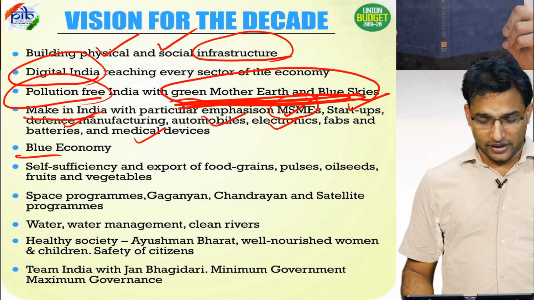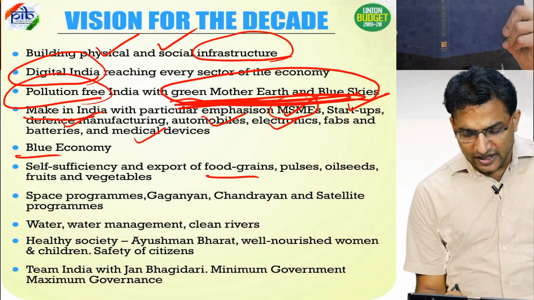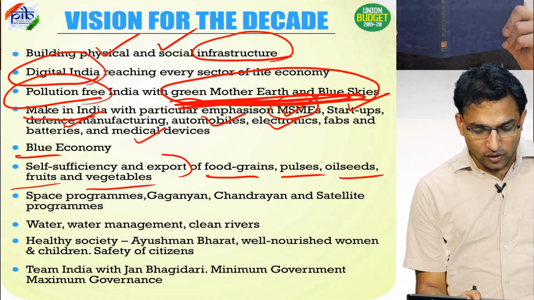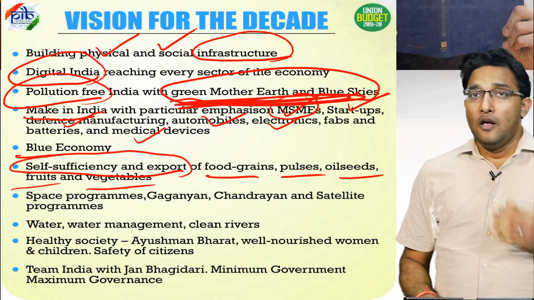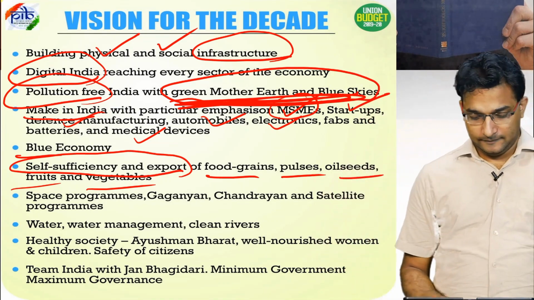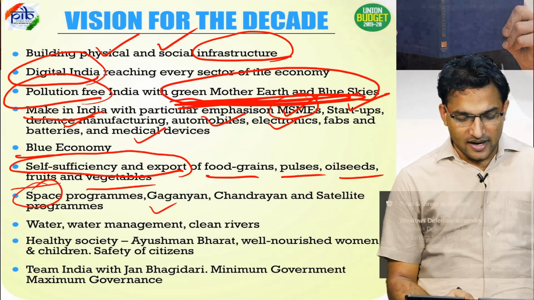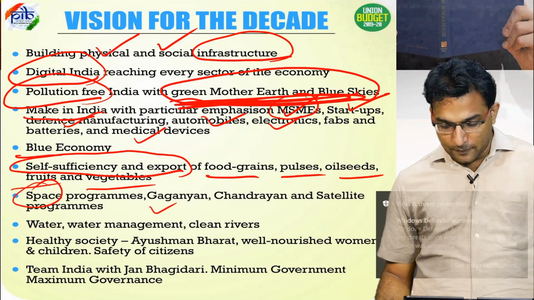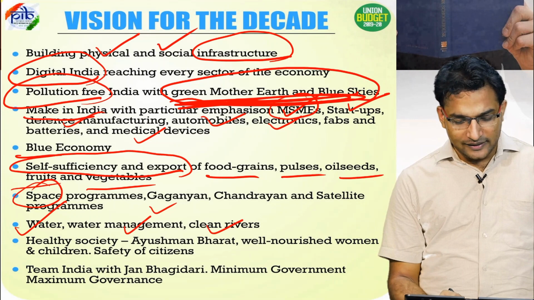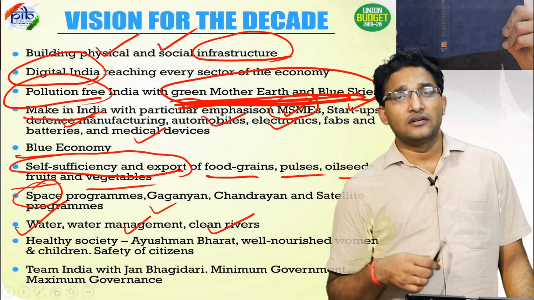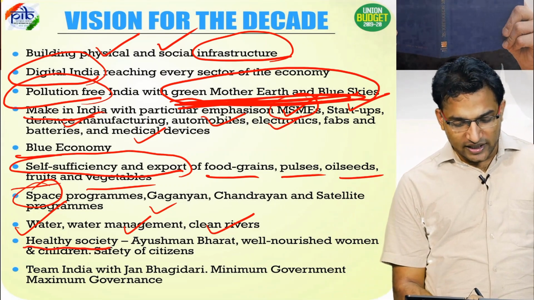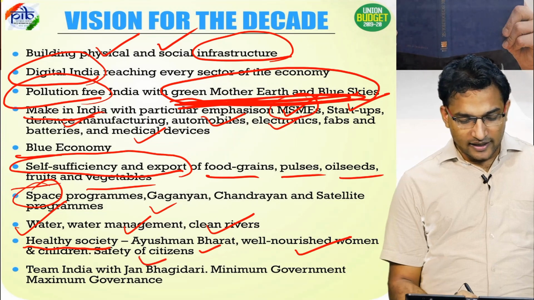Blue economy, very important. Then self-sufficiency and export of food grains, pulses, oilseeds, fruits and vegetables. So we have not only self-sufficiency but also exports, which is why we have come up with the Agriculture Export Policy 2018. Space programs, especially Gaganyaan, Chandrayaan and satellite programs. Water: in the water sector, water management and clean rivers are very important. We have already come up with the Jal Shakti Ministry. Health: for a healthy society we need Ayushman Bharat, well-nourished women and the safety of children.